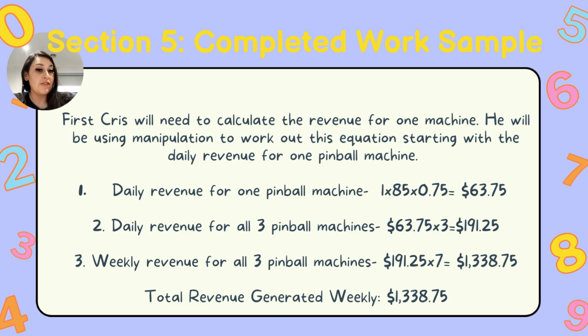So you will take $63.75 and times that by 3, which is $191.25. And now to work out the weekly revenue for all 3 pinball machines, we will take the $191.25 and we'll times that by 7, which will get us $1,338.75.